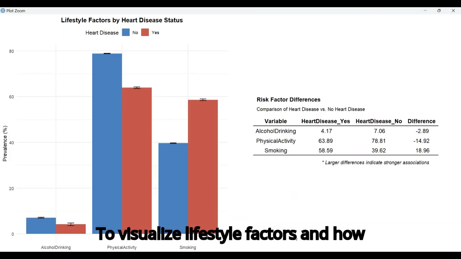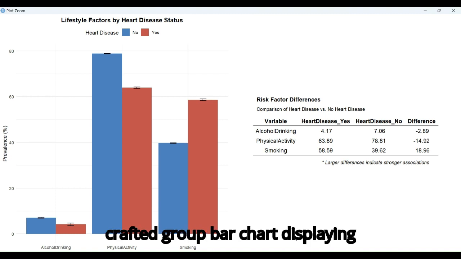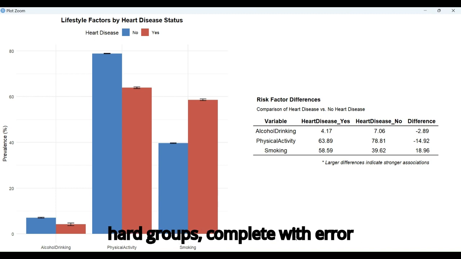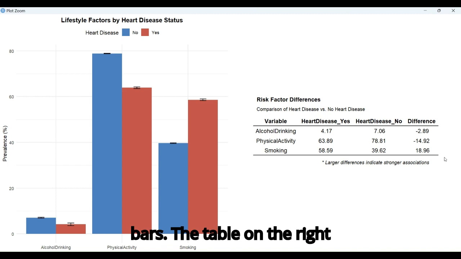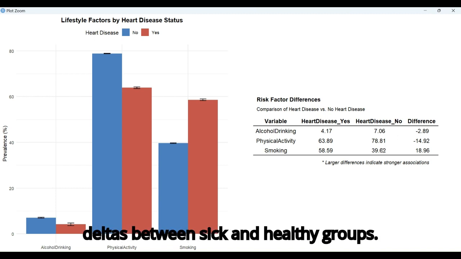To visualize lifestyle factors and how they affect heart health, we crafted a group bar chart displaying prevalences as percentages for both heart groups, complete with error bars. The table on the right details these percentages and the deltas between sick and healthy groups.